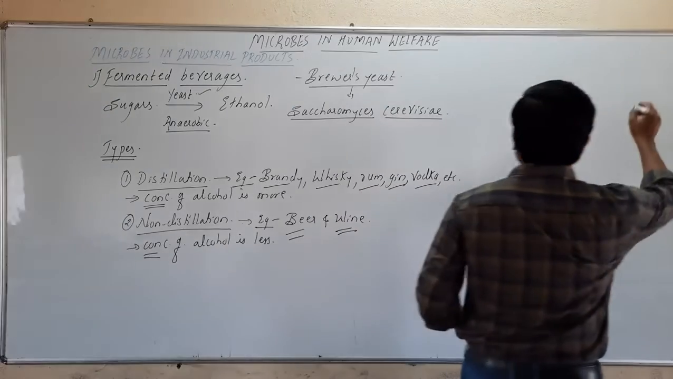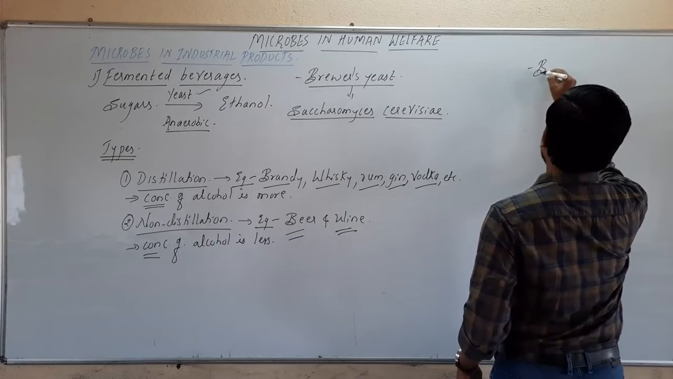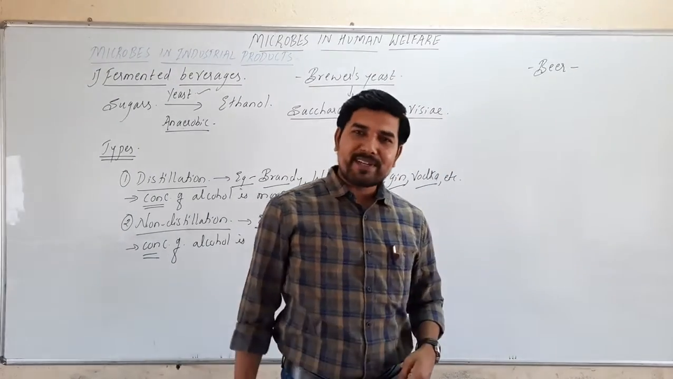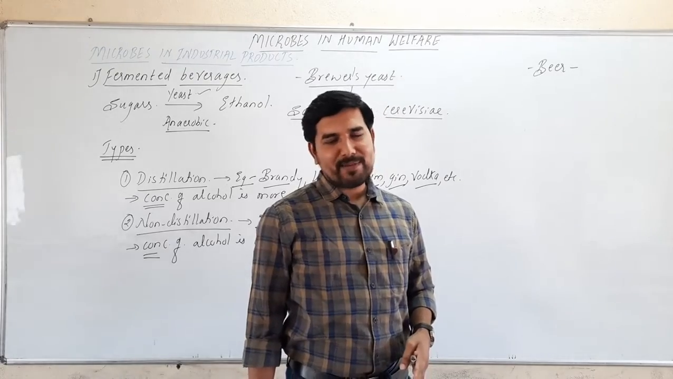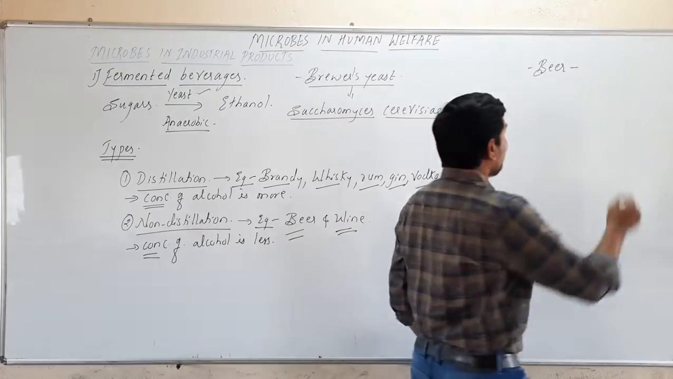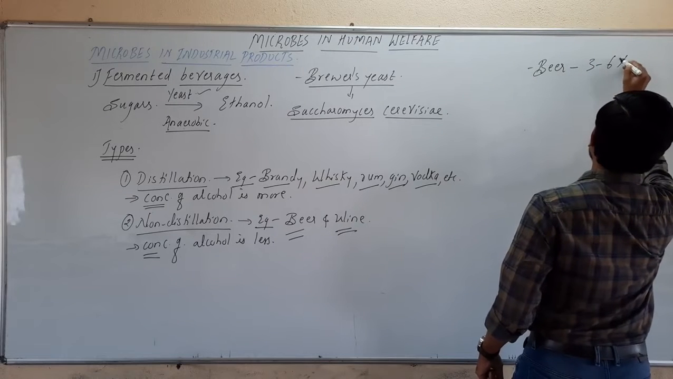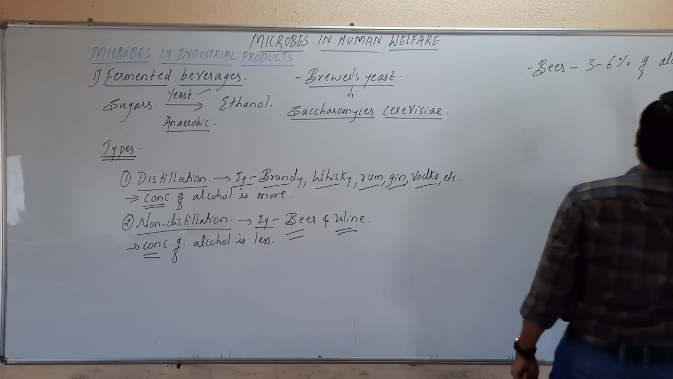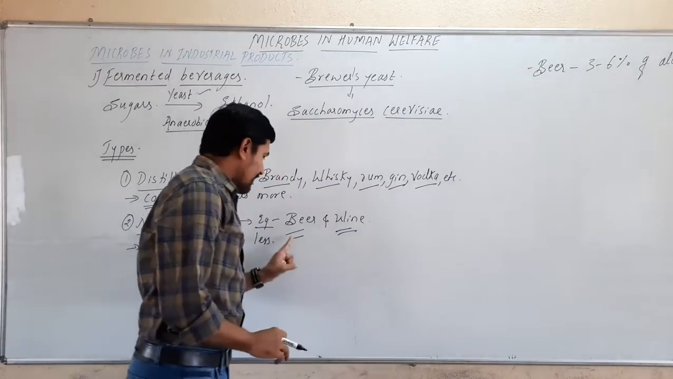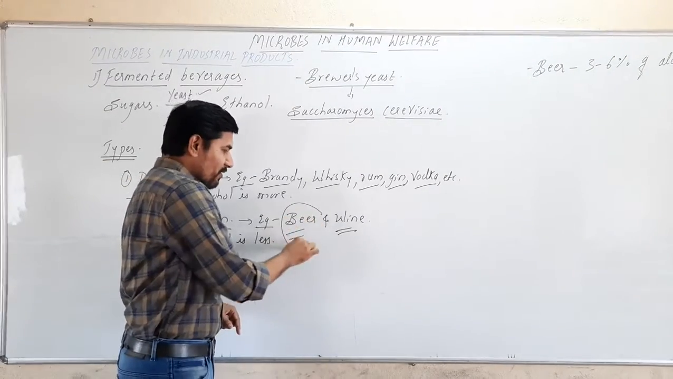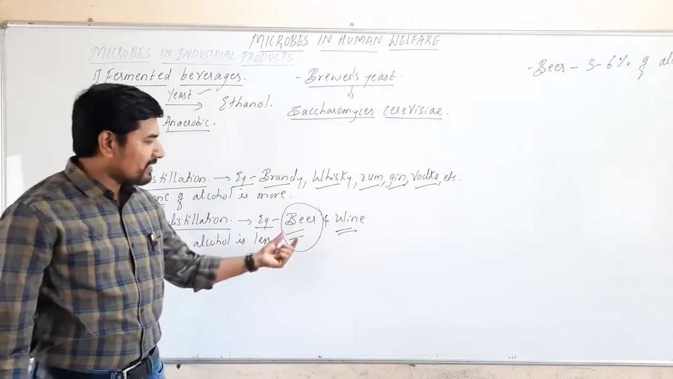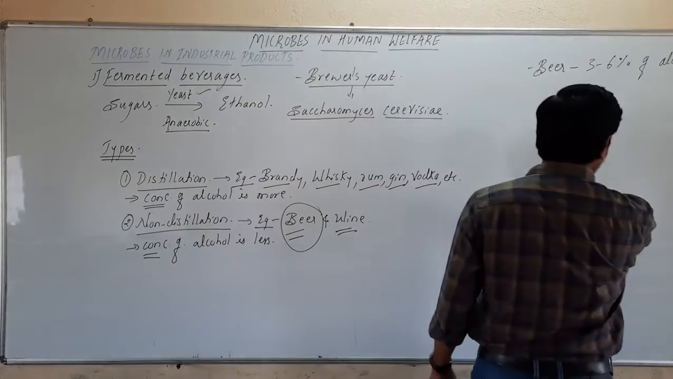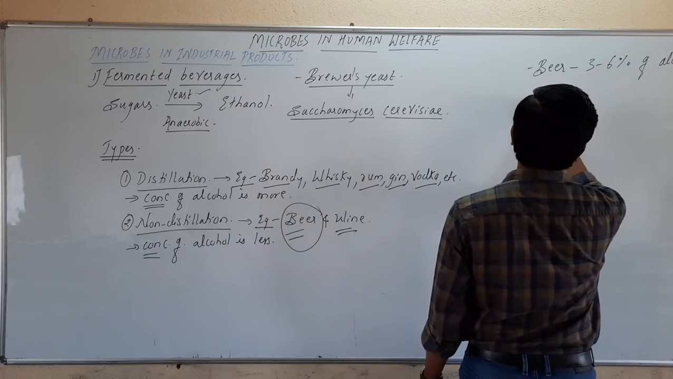So let's see. Beer contains around 3 to 6%, and the concentration might even increase up to 8%, but in general it has around 3 to 6% alcohol. That means beer has the least concentration of alcohol, and it has undergone the process of fermentation. Then if we look at the next one, wine.